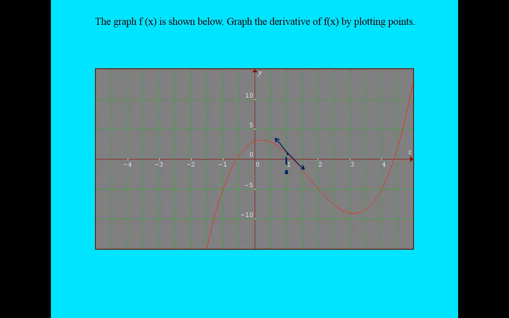Now let's take a look at some pretty obvious points that may help us. If I wanted to find the slope of the tangent line at this point, notice the slope of the tangent line at that point would be 0. So I know on my derivative graph it has to go through that point. And I can see another point where the slope of the tangent line would equal 0. So for this value of x, the tangent line again would be 0. So I know the derivative graph has to go through that point right there.